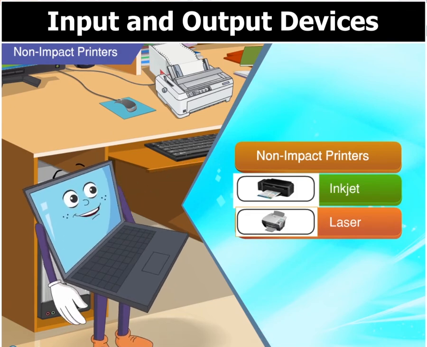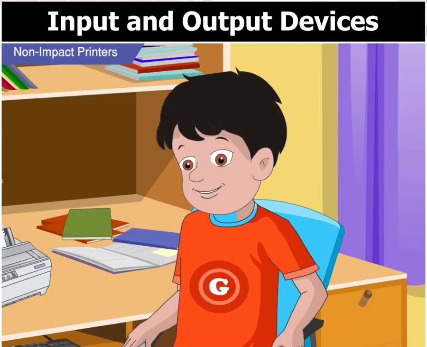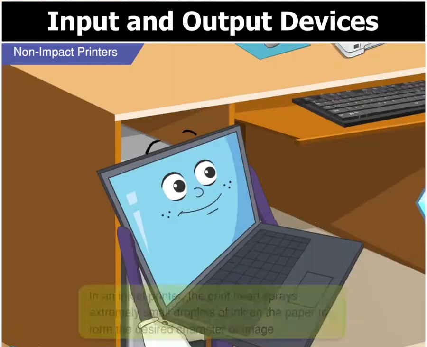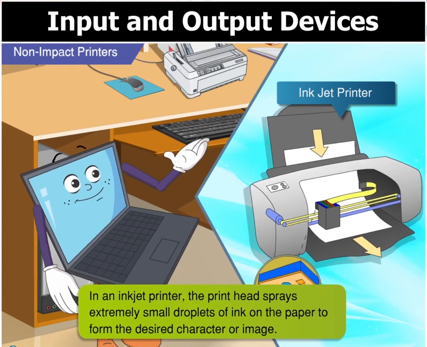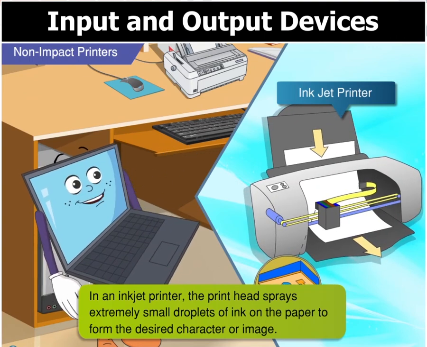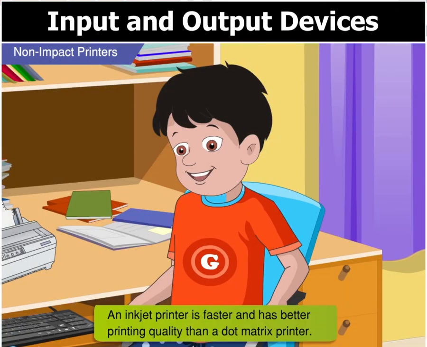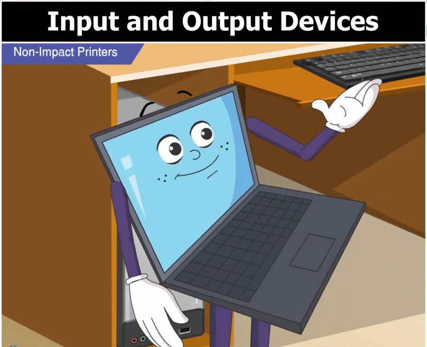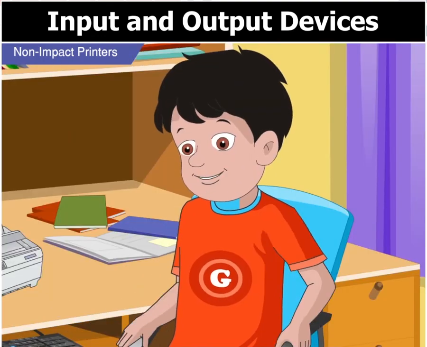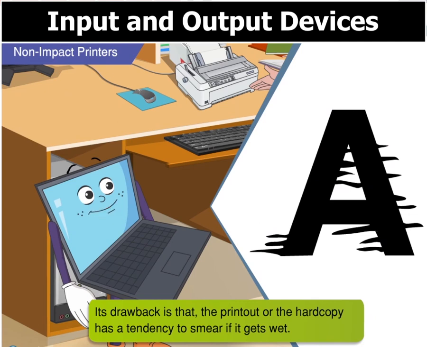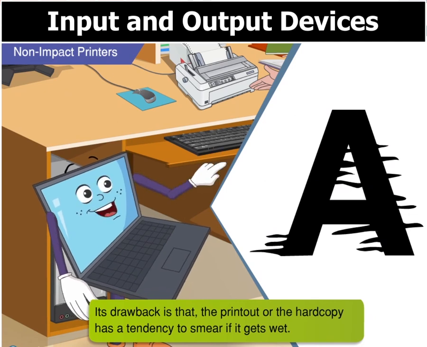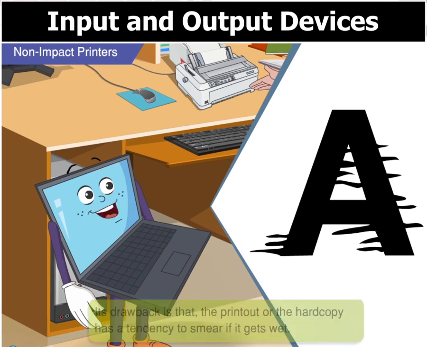Let us take up the inkjet printer first. Okay, I'm all ears, Toggle. In an inkjet printer, the print head sprays extremely small droplets of ink on the paper to form the desired character or image. Okay, so is the quality and speed better than that of a dot matrix printer? Yes, that's right, Goggle. So, an inkjet printer is far better than an impact printer. Yes, but the low-end inkjet printouts have a drawback, in that the printout or the hard copy has a tendency to smear if it gets wet.